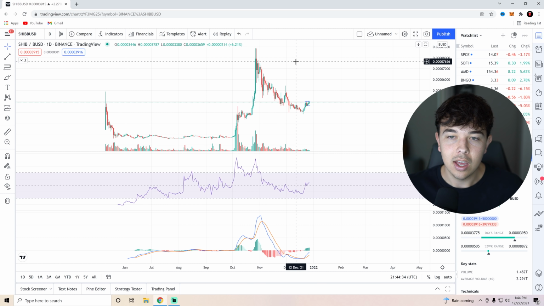Then I think we will get another 1,000% in gains from there by the end of March. By December 2022, the end of the year, I think we will hit 1 cent, and that's going to be my official predictions for Shiba Inu Coin.